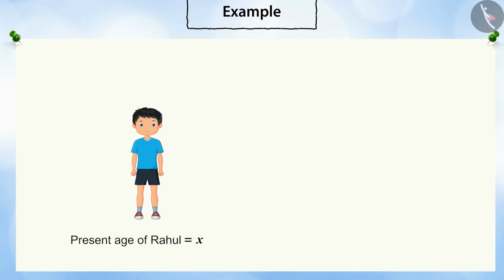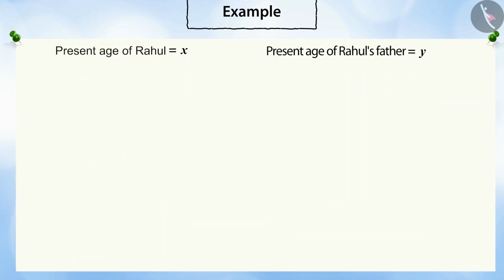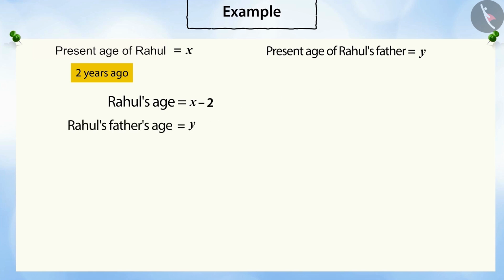Let the present age of Rahul be x and his father's present age be y. If Rahul's present age is x, then what was Rahul's age 2 years ago? 2 years ago, both of them would have been 2 years younger. That is, 2 years ago, Rahul's age was x minus 2 and his father's age was y minus 2.